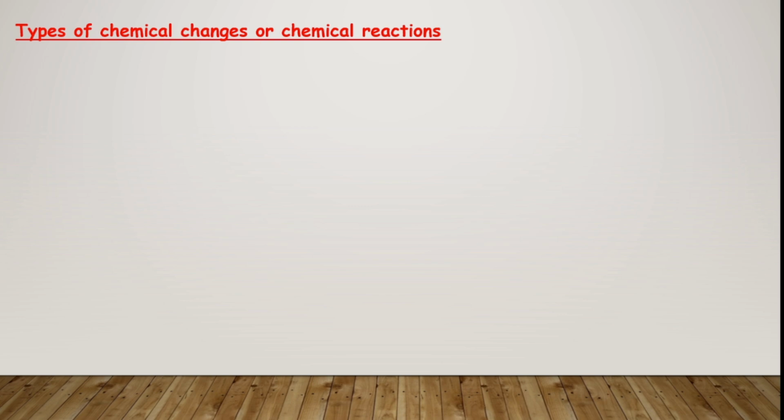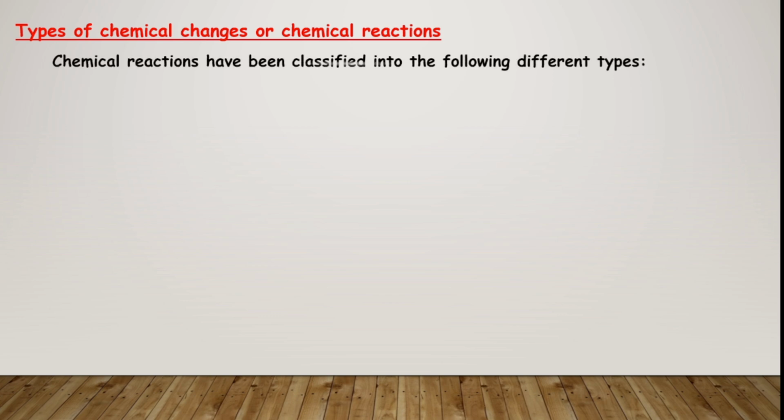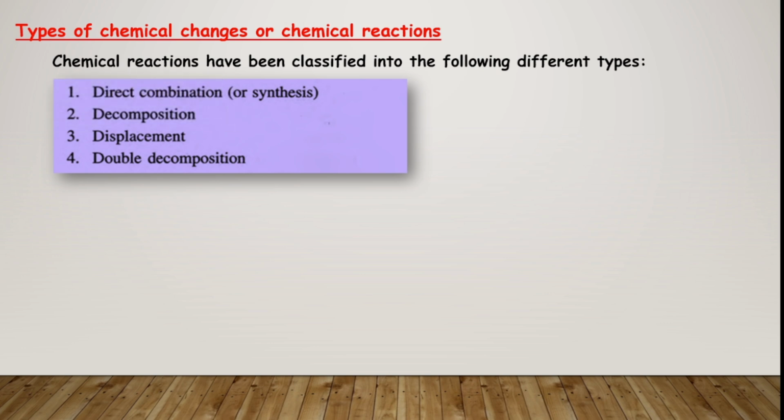Next, we have to study different types of chemical reactions. Mainly you have to study 4 types. The first type is known as direct combination or synthesis. Synthesis means formation. The second type is decomposition. Decompose means one substance decomposes into 2 or more substances. Then displacement: one substance removes another substance from its place. Double displacement means 2 changes occur. That we will study later.